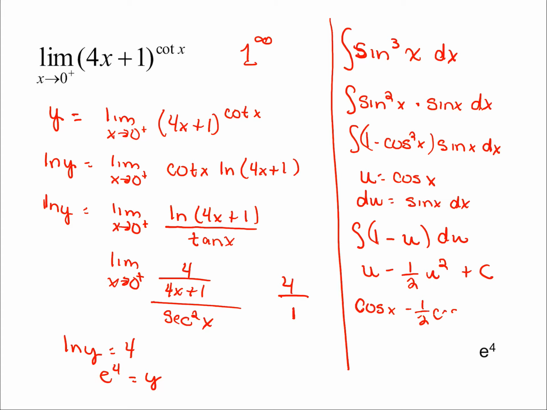Did I do that right? I didn't do that right. If u is equal to cosine x, then du is equal to negative sine x dx. So there should be a negative out here. So this is negative, and this is positive 1/3 cosine cubed x plus c.